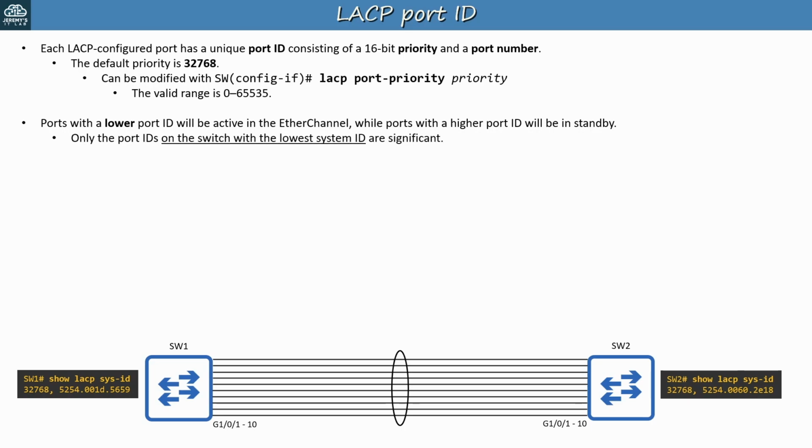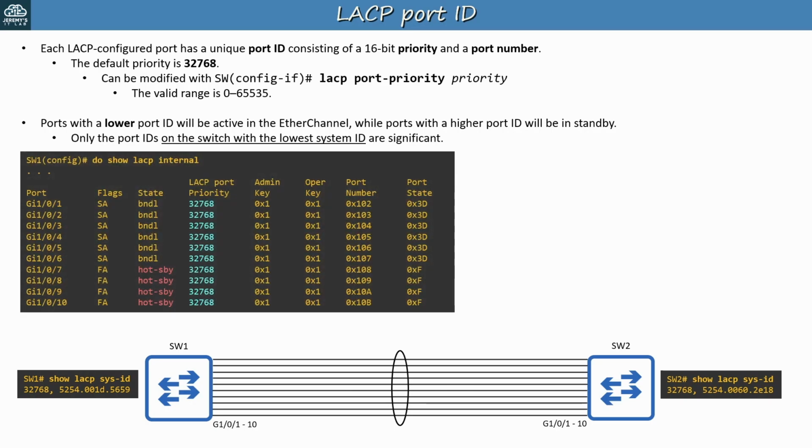In this example, configuring the port priorities on switch 2's ports won't have any effect, because the decision is up to switch 1. Let's take a look in the CLI. Here's the output of show lacp internal on switch 1. Since we set the max links to 6 earlier, G1/1 to 6 are bundled, and G1/7 to 10 are in hot-standby mode. As I've highlighted, all of them have the default port priority of 32768.